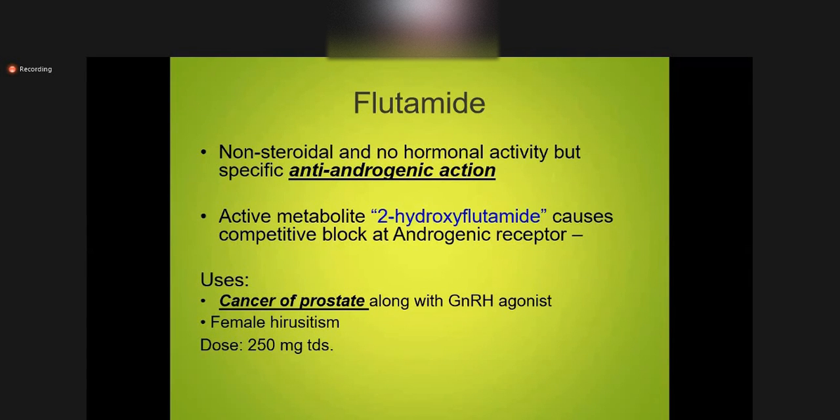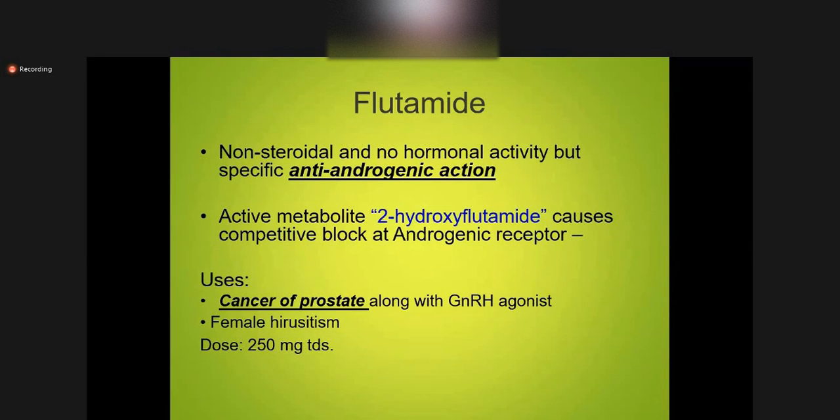The second drug is flutamide. Flutamide is non-steroidal, with no hormonal activity, and it is a specific anti-androgen. The active metabolite of this drug is 2-hydroxyflutamide, and it is a competitive blocker at the androgen receptor.